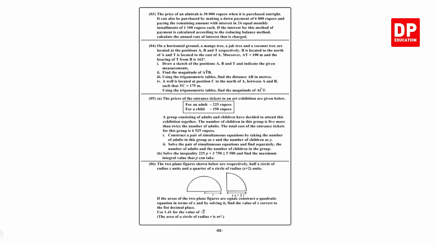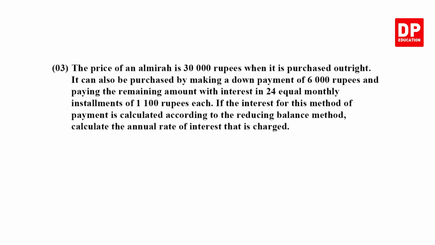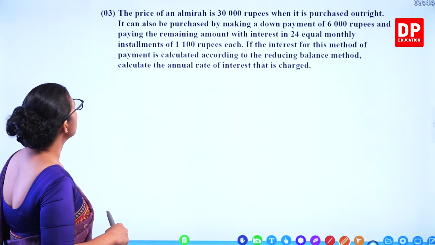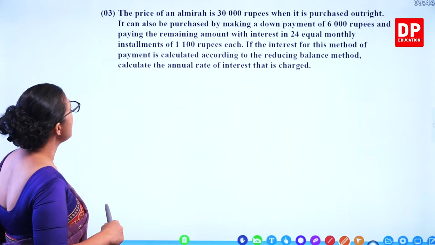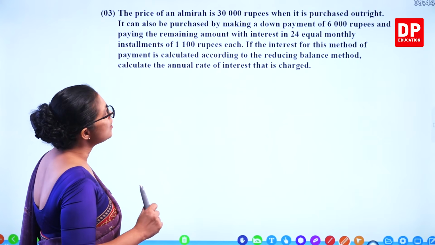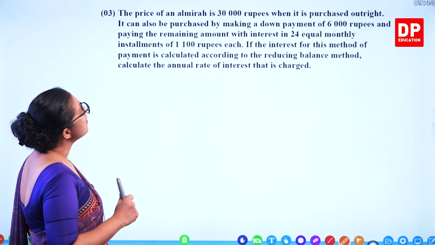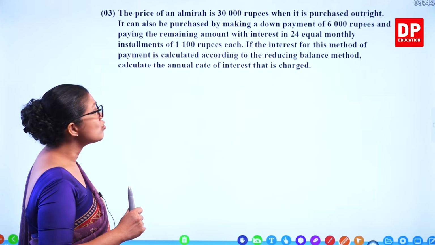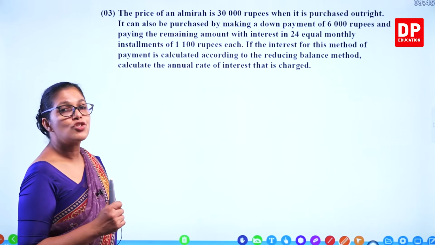Now you can try question number 3, 4, 5, 6. That's part A. Question number 3. The price of an Almirah is 30,000 rupees when it is purchased outright. It can also be purchased by making a down payment of 6,000 rupees and paying the remaining amount with interest in 24 equal monthly installments of 1,100 rupees each. If the interest for this method of payment is calculated according to the reducing balance method, calculate the annual rate of interest that is charged.